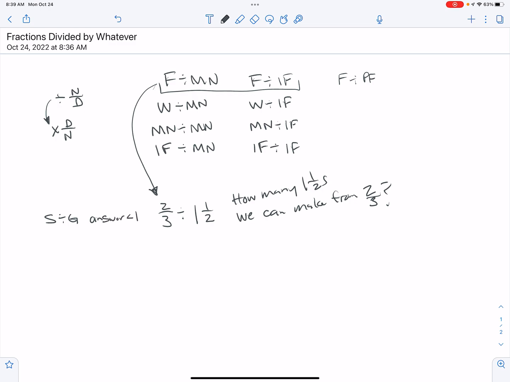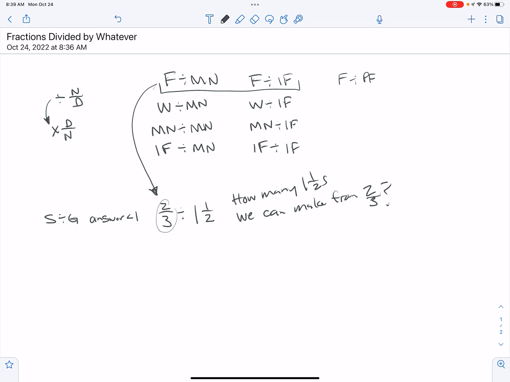And so here I know that 2/3 is definitely smaller, so I should expect my answer to be less than 1. And that would make sense. I'm starting out with 2/3, and the size of the groups that I'm making are bigger than that. So I don't even have enough to make one whole fraction, or one whole group.